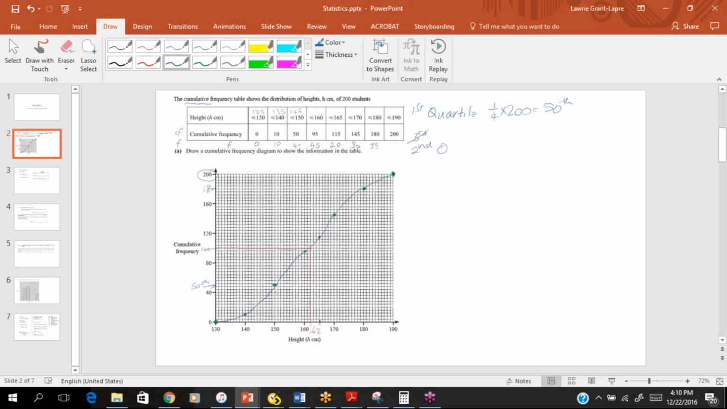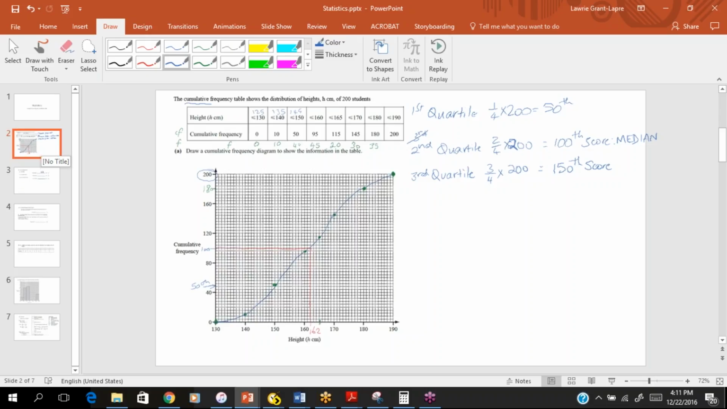The second quartile is halfway, and that is the 100th score, and we call the 100th score the median. The third quartile is the upper quartile, and that's what we were asked for. The third quartile, three quarters of 200 students, is the 150th score. So what we do for the upper quartile is find the 150th score.